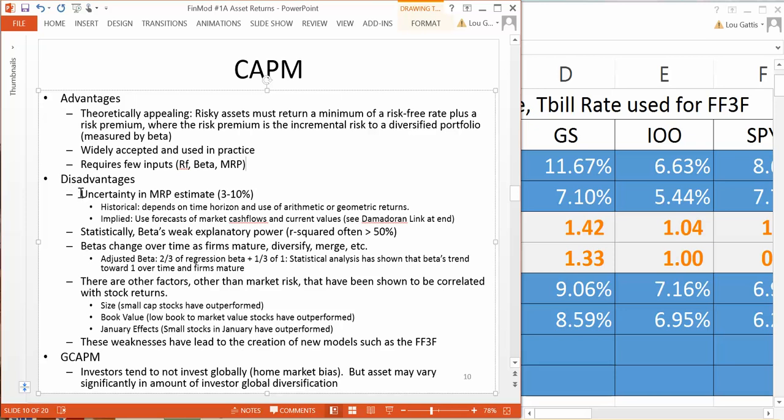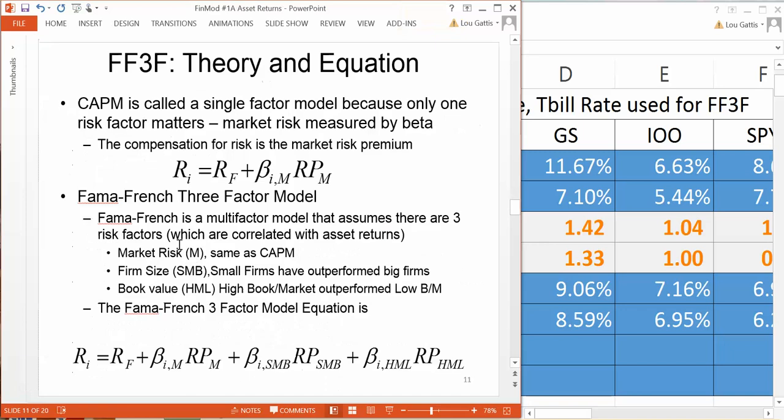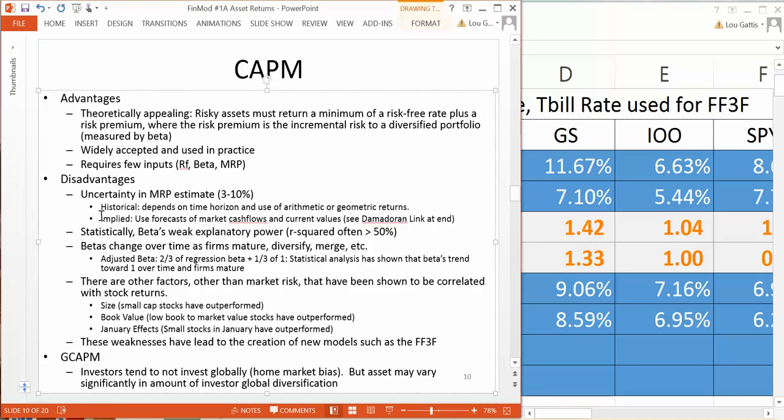The disadvantage of CAPM is, one, we don't really know what the market risk premium is. People use 3 to 10% pretty commonly. I use about 4 or 5 usually. The reason why is if you use historical returns of the stock market over bonds, it depends on what horizon you use, and you get different estimates. I will again mention, if you were to look at Aswath Damodaran's website at NYU, he does a forecast of risk premiums by looking forward at the current level of the stock prices and forecasted cash flows, and gets an implied risk premium.